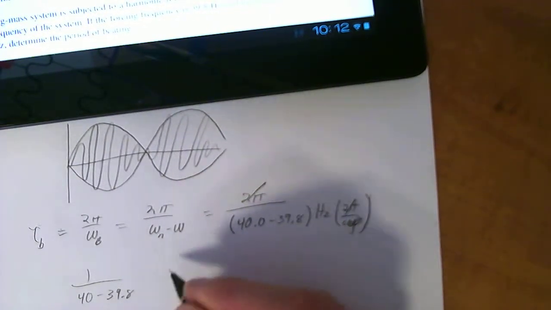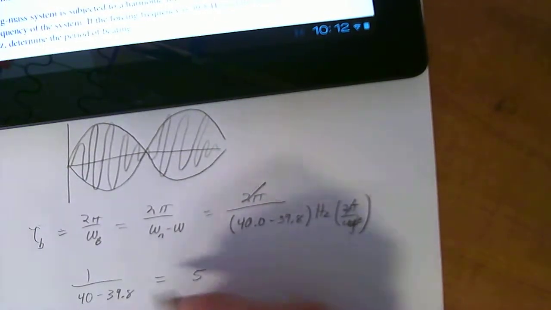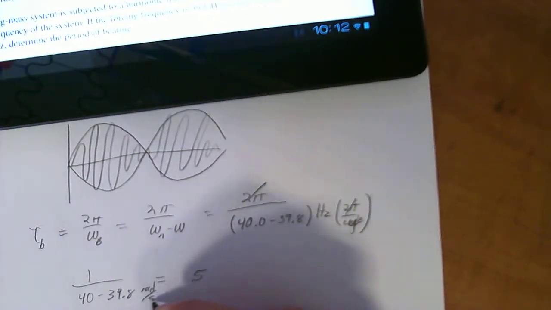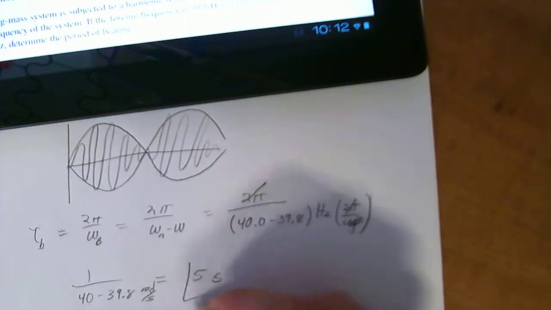And if you finish that out, you'll get 5. This is in radians per second now. And if you finish that out, you get 5 seconds.